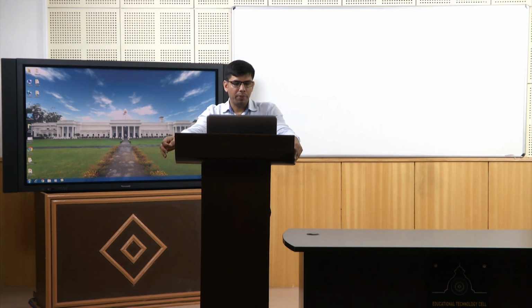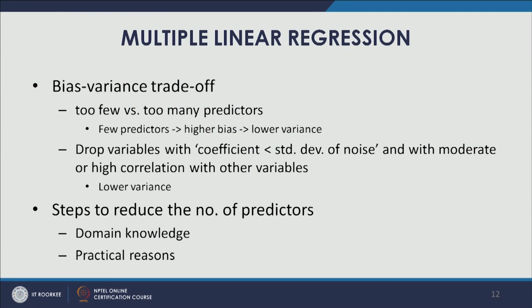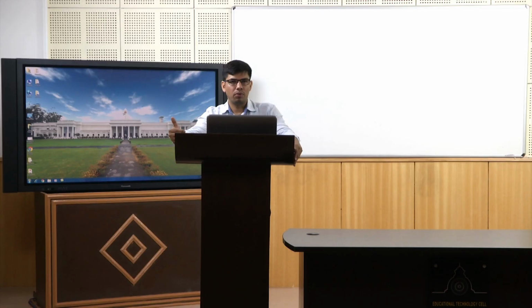So if we have few predictors, that is going to lead to higher bias, as we discussed, higher average error, and therefore lower variance. The lower variance is desirable, but you would not like to have the higher bias. So that is the trade-off that we need to perform. So what could be done?